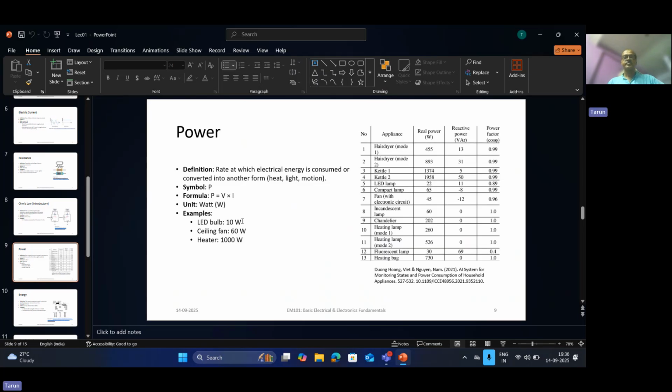We say 10-watt LED bulb, 60-watt ceiling fan, 100-watt heater coil, etc., in our daily life. Here is a table showing appliances and their real powers, reactive powers, and the power factor.